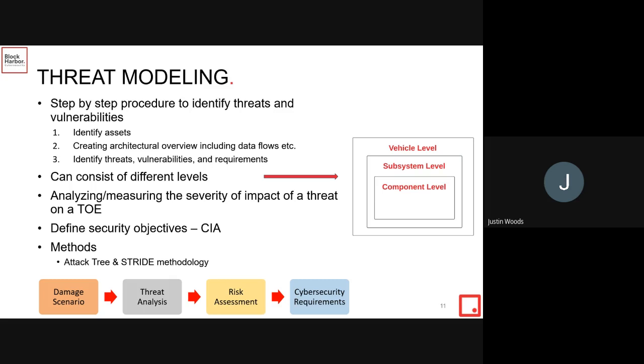Then we would create the threats that lead to that, and then come up with the risk assessment to see, okay, how feasible is it? How risky is it actually? And then from there, we know what areas we want to protect against the most. And then we can create those cybersecurity requirements to try and protect against those types of attacks.